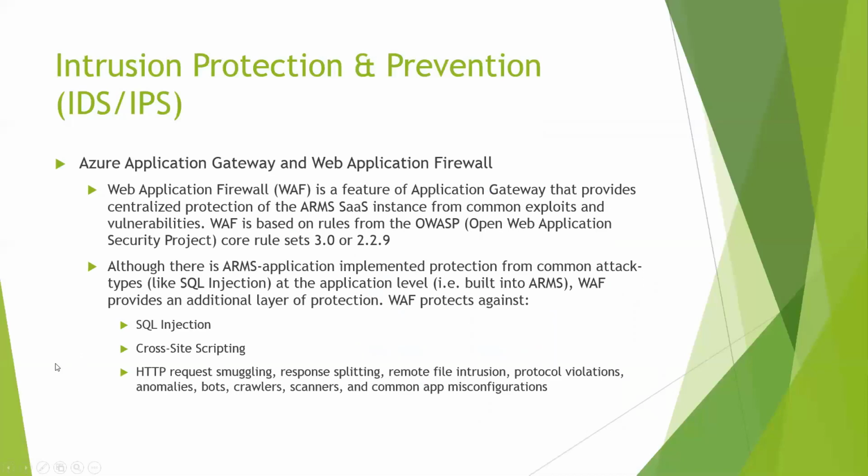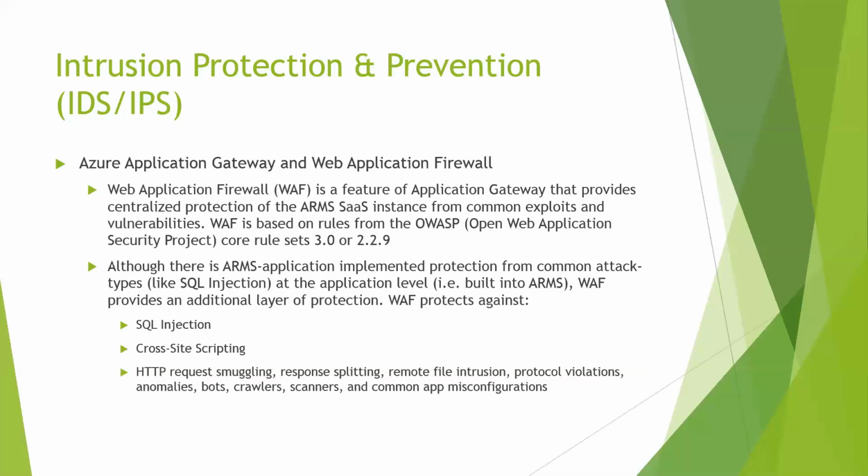Azure Application Gateway and Web App Firewall, WAF, is a feature of the Application Gateway that provides centralized protection of the ARMS SaaS instance from common exploits and vulnerabilities. WAF is based on rules from the OWASP, Open Web Application Security Project, its core set of rules 2.29 and 30. So basically those are standards. You'll see those on many different web-based application security audits. Web App Firewall helps to ensure those standards are met.